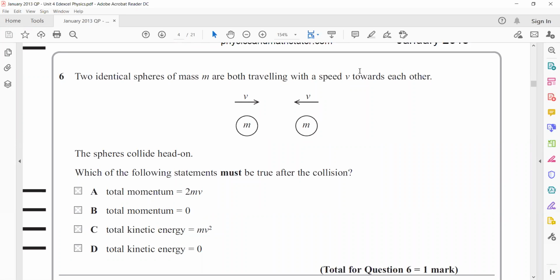Two identical. B, sir. Yeah, that's correct. B is the right answer because they're two identical spheres. So momentum will be mv, and here momentum will be mv, but one I take positive, the other one negative. So if initial momentum is 0, the final momentum should also be 0. So B is the correct answer.